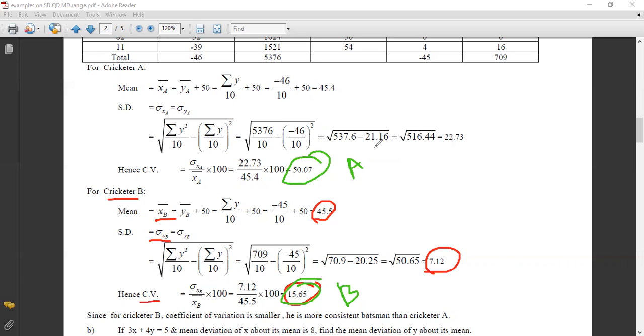Okay. Although you can see their mean is almost same. For the case of cricketer A, arithmetic mean is 45.44. Clear? Look at the average runs. When selecting a team, we don't just check who has the better average, we have to check the deviation from the mean also.